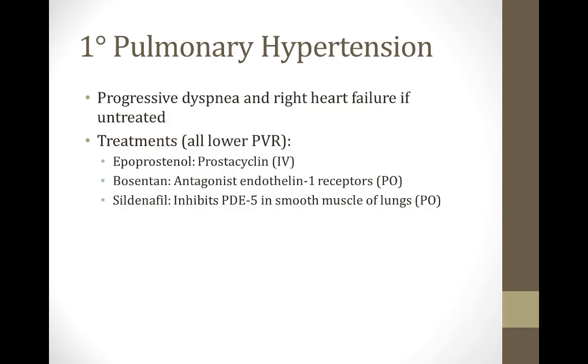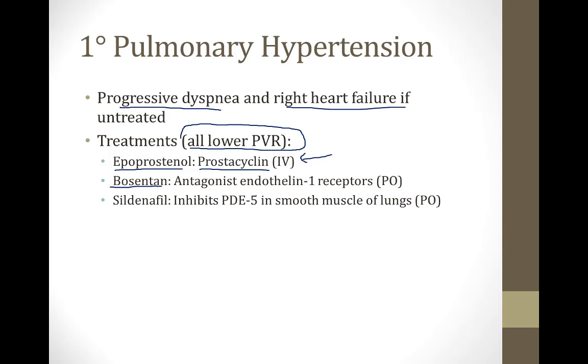Women who develop pulmonary hypertension get progressive dyspnea over time, and if it's untreated, they'll get right heart failure and they'll die of heart disease. There are 3 treatments that are used, and these are all treatments that lower the pulmonary vascular resistance. The first one is epoprostenol, which is also called prostacyclin. This is an IV drug, and women who take this have to have an indwelling catheter to infuse it constantly. This used to be the only drug available, and it was very cumbersome to use. There are now a couple of pills that are used instead, so epoprostenol is not used that much anymore.